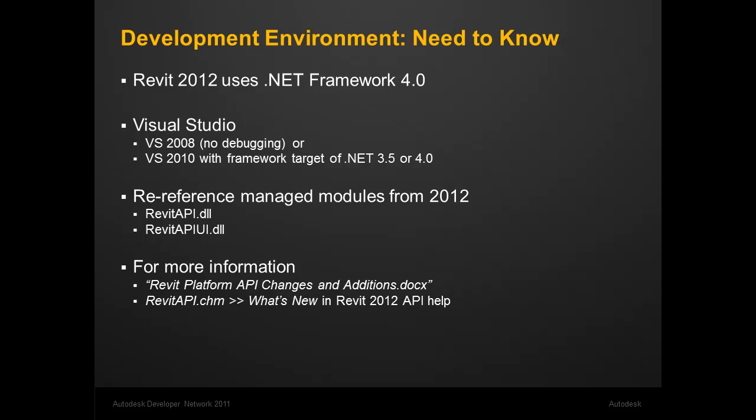So the sample projects need to reference the Revit API DLL and the Revit API UI DLL located in the Revit 2012's installation directory. For more migration related information, please refer to the Revit Platform API Changes and Additions document and in the Revit API CHM file under the What's New in Revit 2012 API Help section.